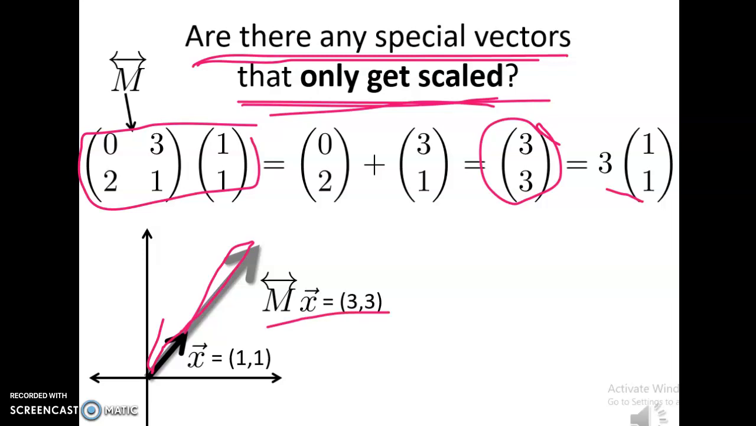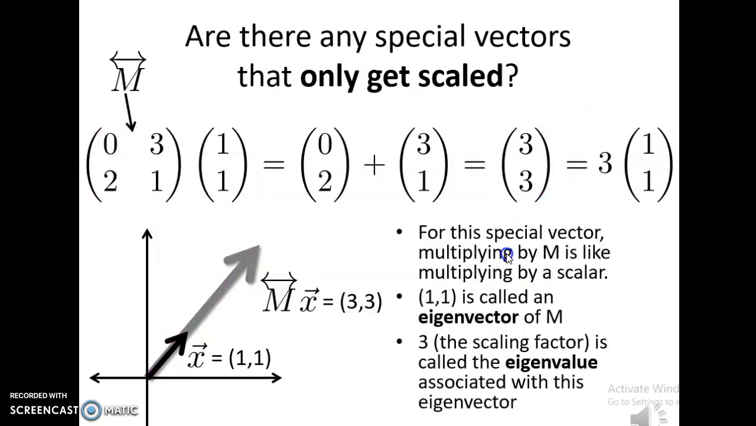M times vector x equal to 3 3. Simplify. For this special vector, multiplying by M is like multiplying by a scalar. For the special vector, multiplying by M is like multiplying by a scalar. 1 comma 1 is called an eigenvector of M.